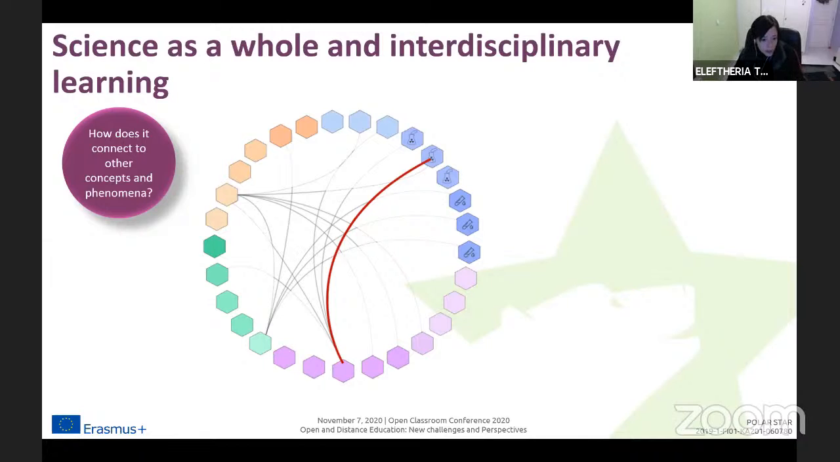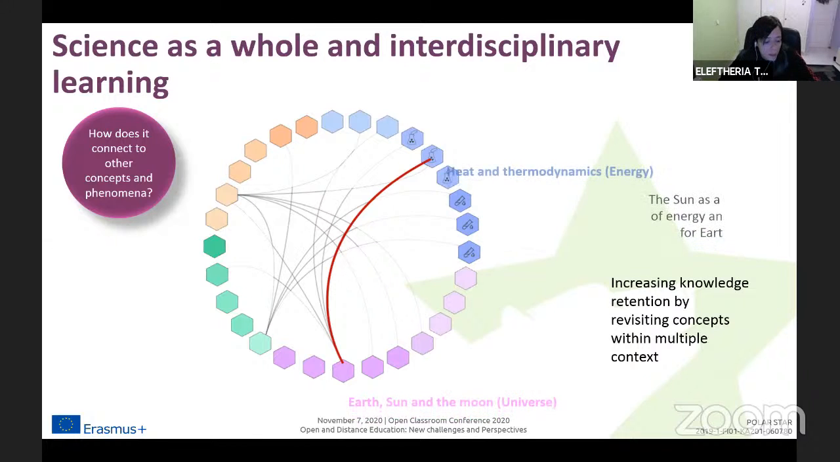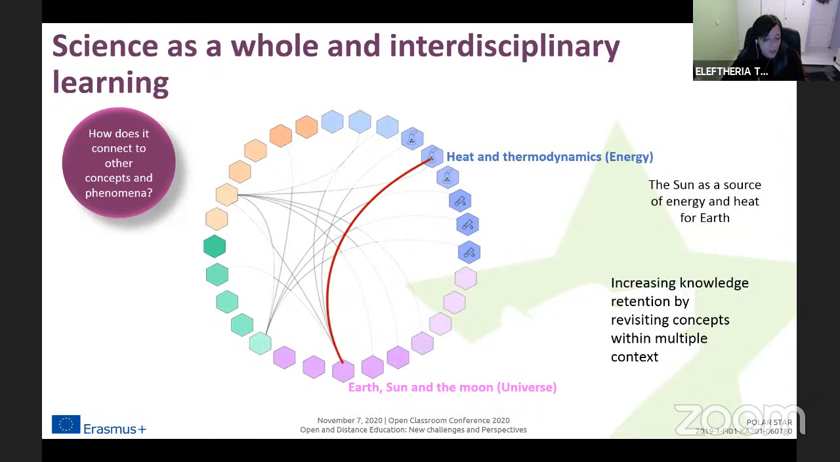What we're doing here is we're actually creating shortcuts. So we go straight to connect one basic idea to another without going through a big idea. These are shortcuts that we are creating, and we want to do them to increase again the knowledge retention by revisiting the concepts that we teach within multiple contexts.